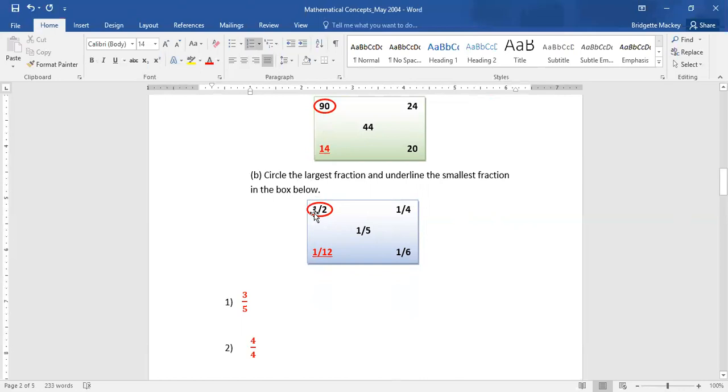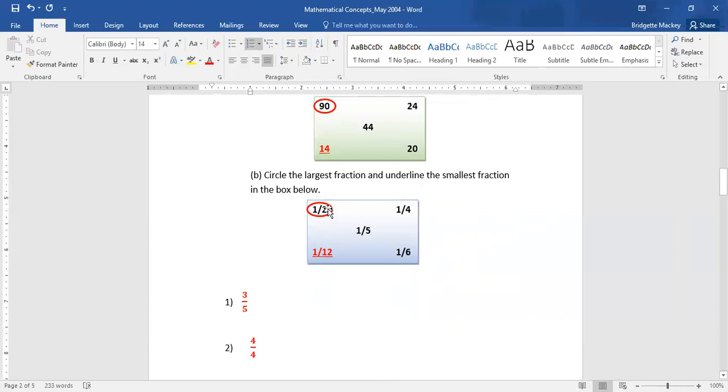If our top number is the same, which it is for all of these fractions, once that's the same for all fractions, next when we look at the bottom number, if it has a small number at the bottom, that fraction carries a greater value.